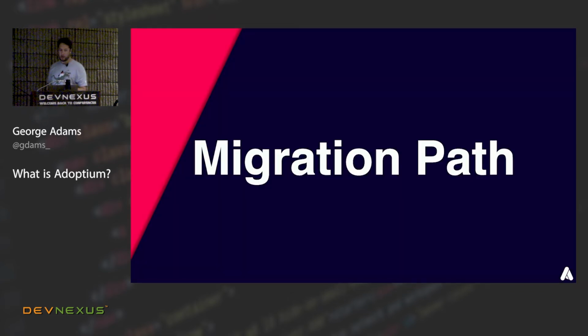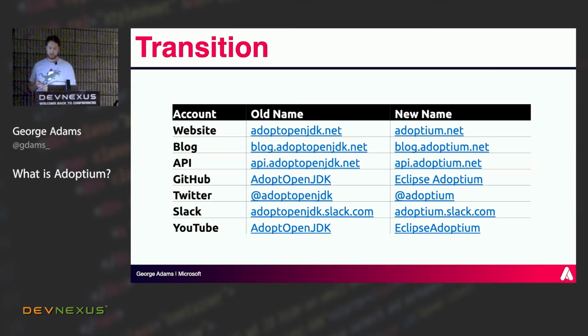So a little bit on the migration path as well. Most of it is quite simple. Everything that was AdoptOpenJDK, just change it to Adoptium is the general piece of advice I give people. So if you used to go to adoptopenjdk.net, please go to adoptium.net. From there, you'll be able to navigate through and find the Eclipse Temurin binaries quite easily. The blog moved. We also have the API. I don't know if anyone here relies on the API, but that in turn also moved.